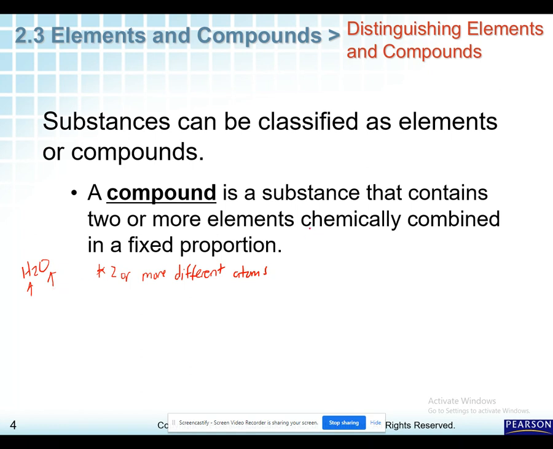The other part of this is chemically. That means they're fused together. Not physically, because physically is used to describe something else. And the last part is a fixed proportion. When something is fixed, we're going to talk about this on the next slide, it means it's the same every time.